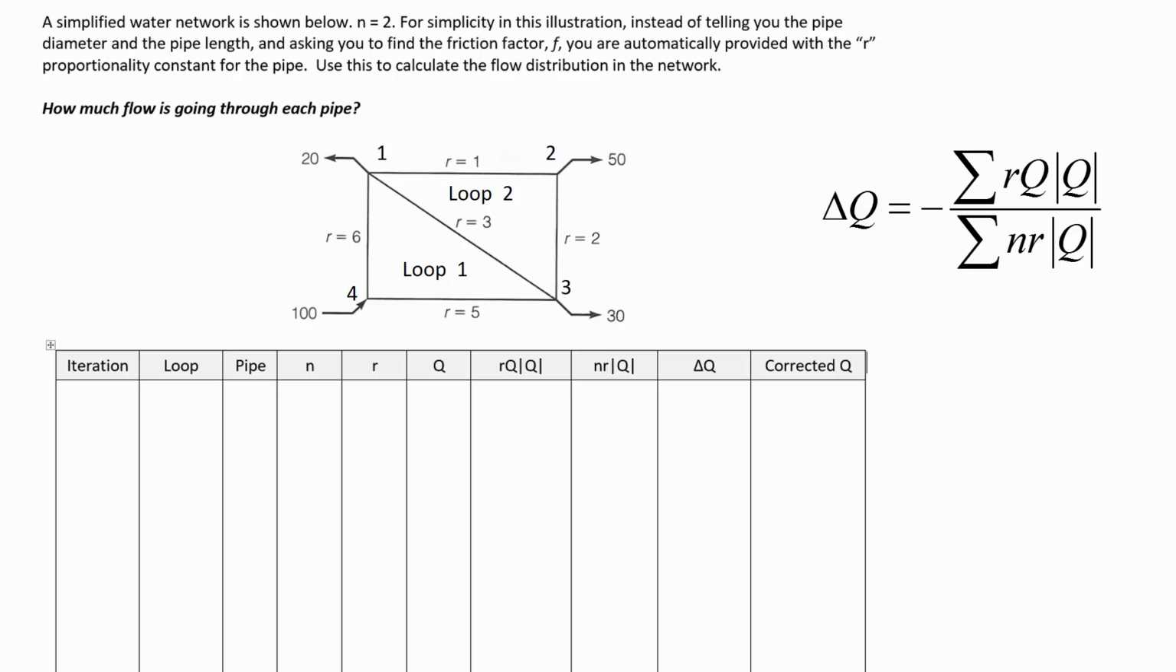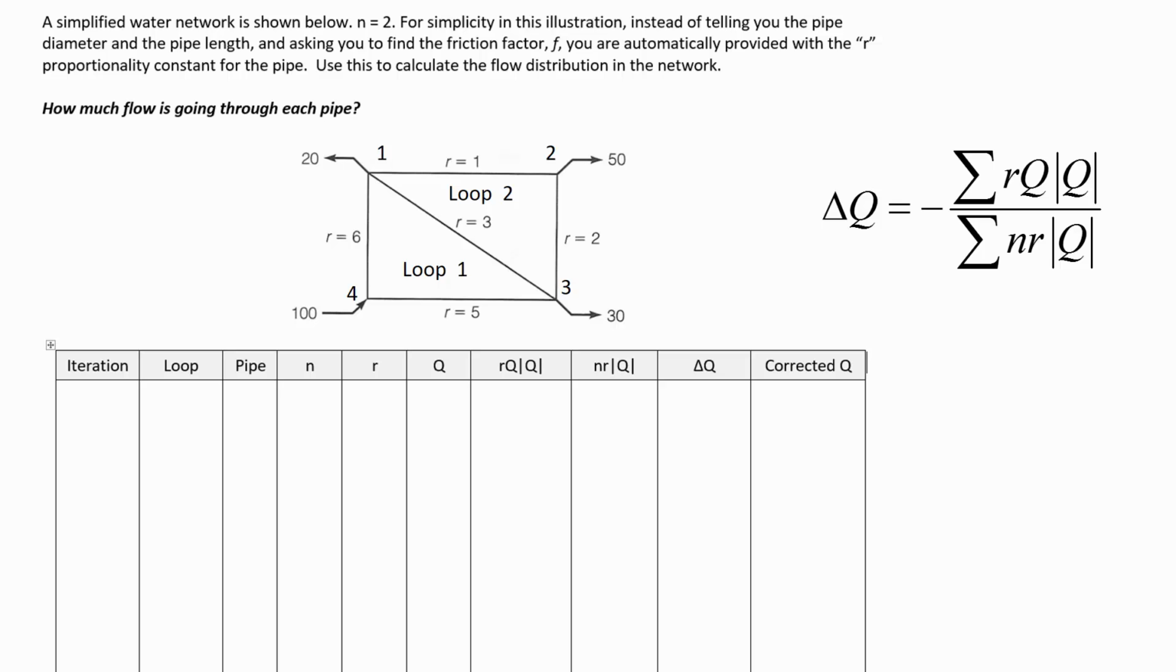So I'm going to put on the board these columns that are shown there. I'm just going to start with iteration, loop, pipe, N, R, Q, R times Q times absolute value of Q, N times R times absolute value of Q, delta Q, and corrected Q.